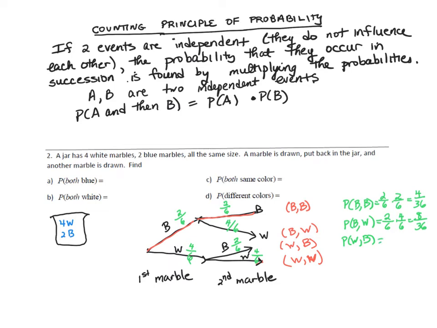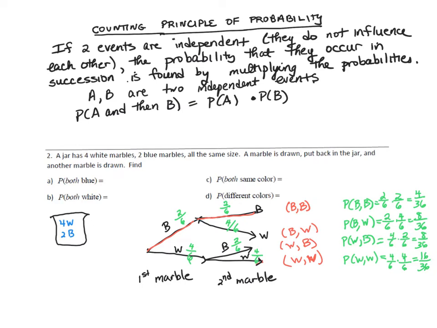The probability that the first is white and the second is blue would be 4/6 times 2/6, which is 8 out of 36. And finally, the probability that both are white would be 4/6 times 4/6, which gives us 16 out of 36.